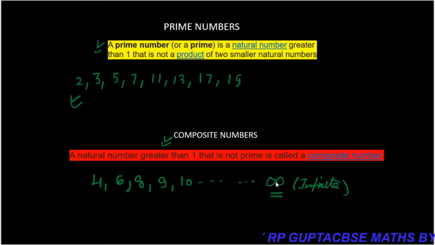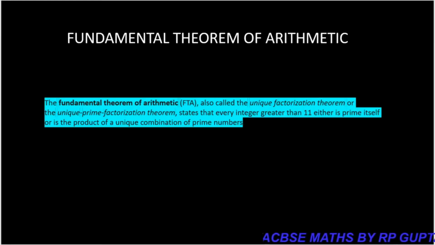So children, after this I am going to tell you a very important theorem. There is a fundamental theorem of arithmetic. What does it state? The fundamental theorem of arithmetic, also called the unique factorization theorem. What is the meaning of the unique factorization theorem? Let me explain to you. It states that every integer greater than 1 either is a prime itself or is the product of a unique combination of prime numbers.